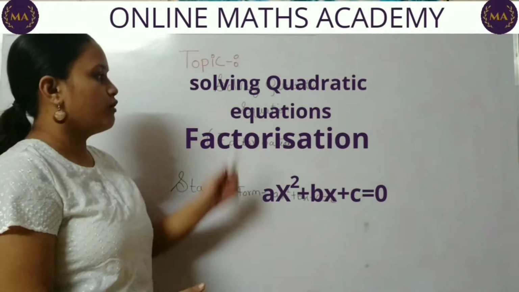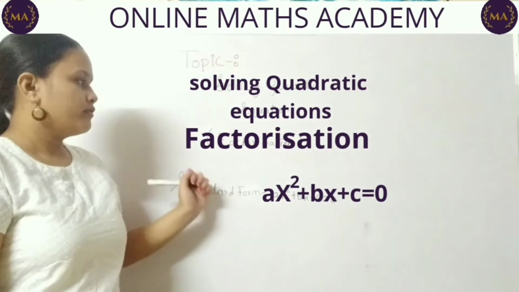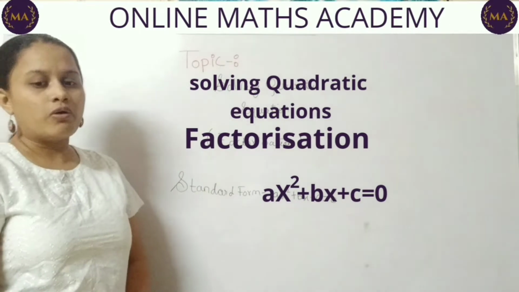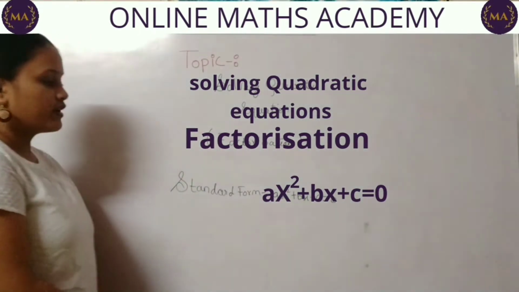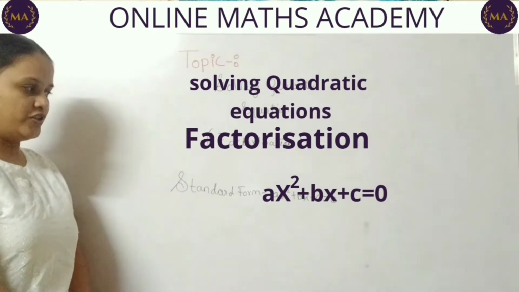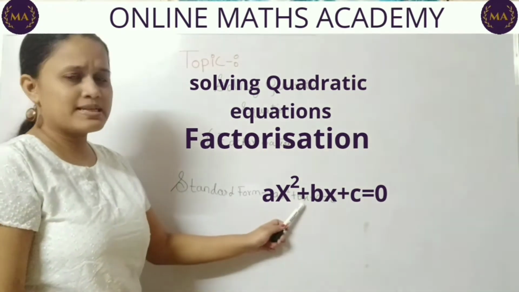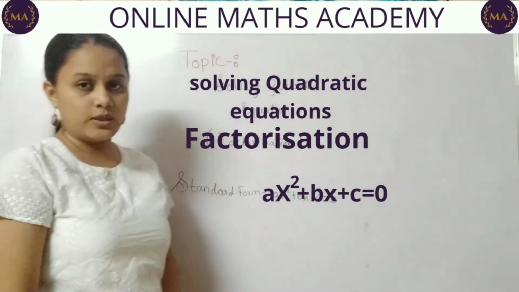Today's topic: solving quadratic equations by factorization. We'll just revise what a quadratic equation is. Equations having degree 2 are known as quadratic equations. The standard form for a quadratic equation is ax² + bx + c = 0.